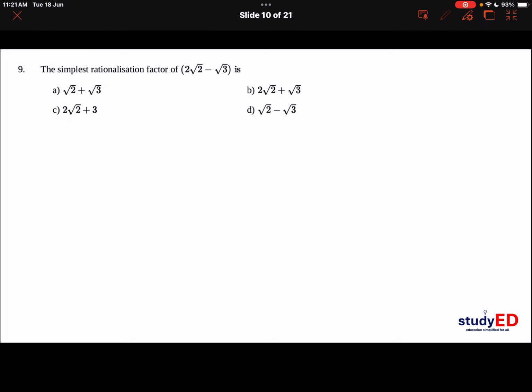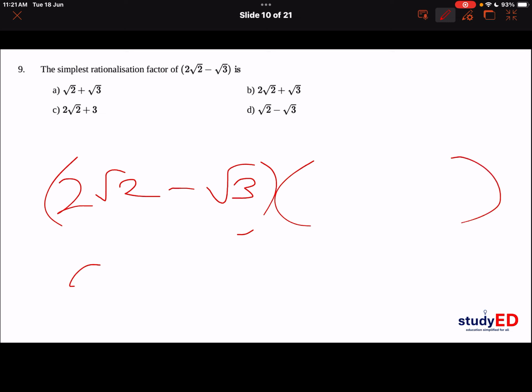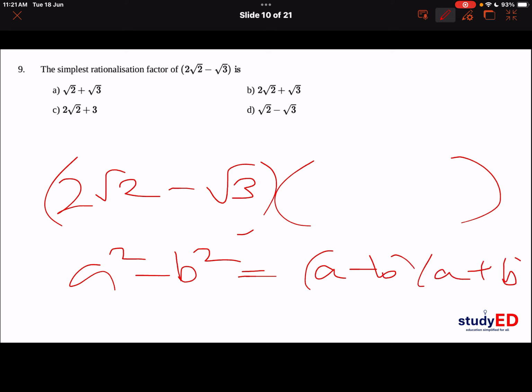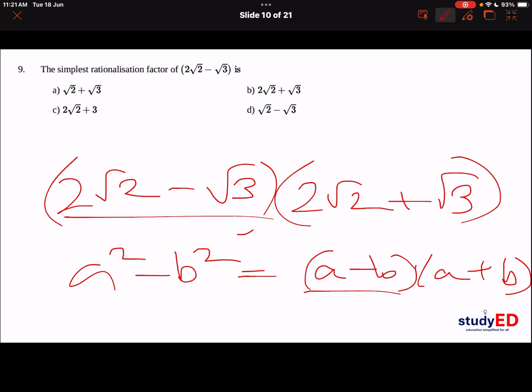Simplest rationalization factor, 2 root 2 minus root 3. We all know, very simple, a square minus b square is equal to (a minus b) into (a plus b). Same, a minus b is over here, a plus b is 2 root 2 plus root 3. This is our final value. That gives us b as the correct option.